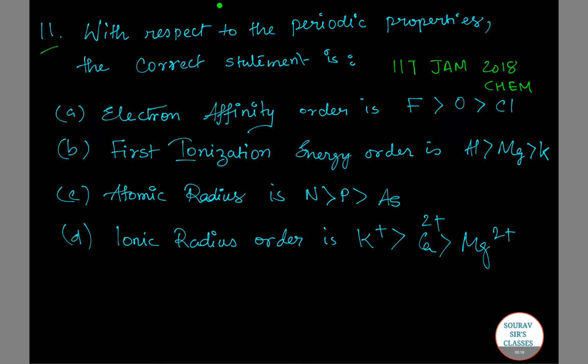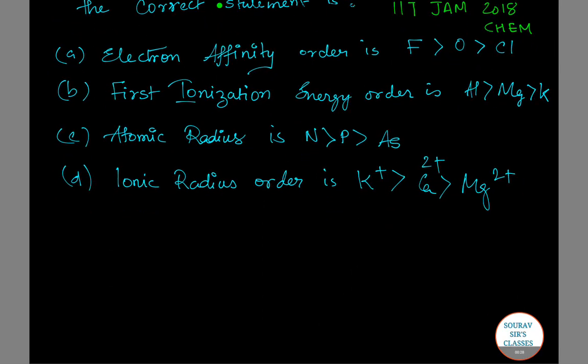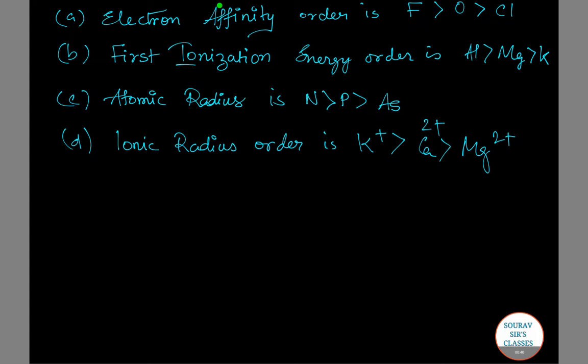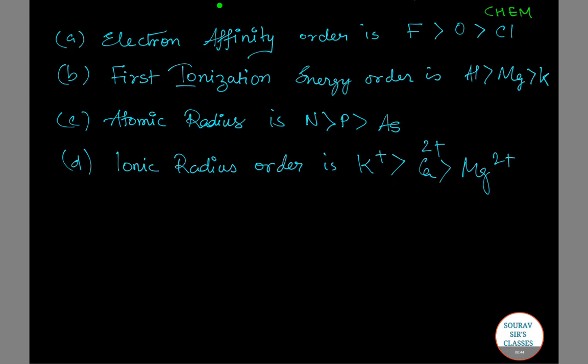Option A states that the electron affinity order is fluorine greater than oxygen greater than chlorine. Option B states that the first ionization energy order is aluminum greater than magnesium, which is greater than potassium. Option C states that atomic radius is N greater than P greater than As, and option D states that the ionic radius order is K+ greater than Ca2+, which is greater than Mg2+. So we have to choose from these 4 options.